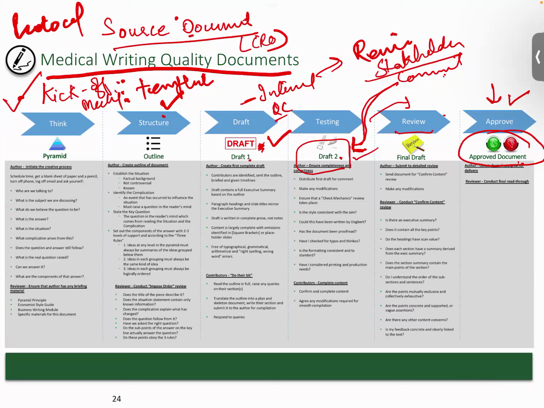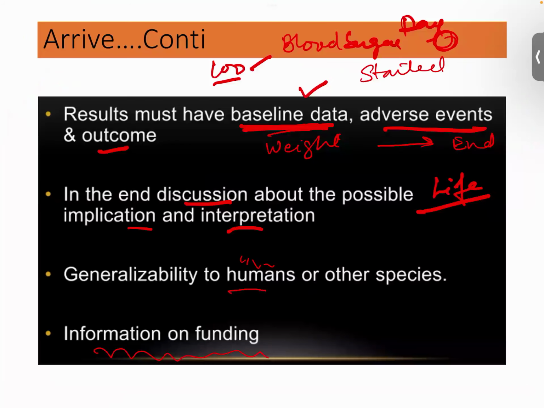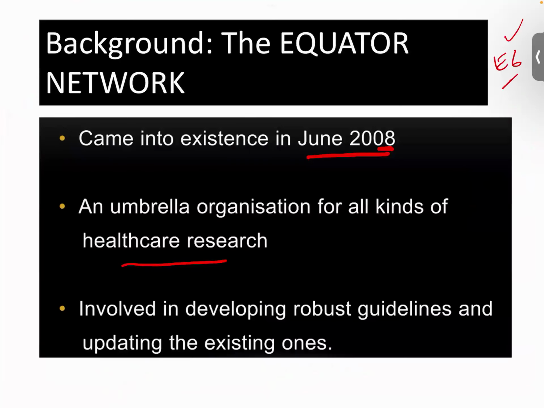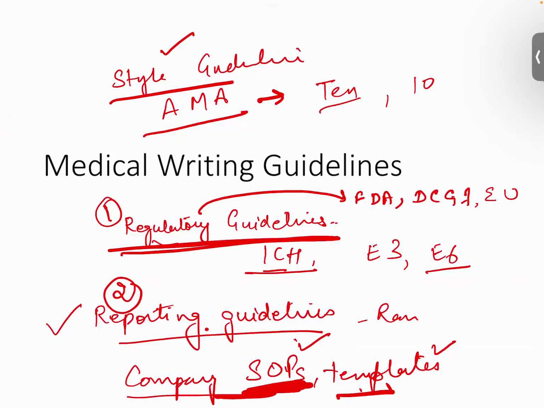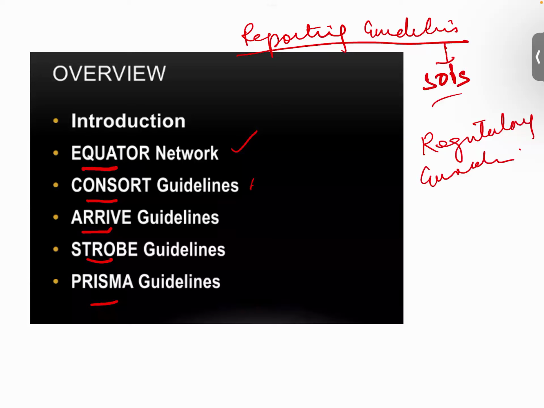Okay, so if we want to take a quick revision, what were our today's guidelines? They were these only. We have study reporting guidelines. They are not replacing your regulatory guidelines. They are additional, and mostly they will be part of companies' SOPs and templates. EQUATOR guidelines, CONSORT guidelines, ARRIVE guideline, STROBE guideline, PRISMA guidelines. And I think I forgot to include the CARE guideline. This is for a case report.